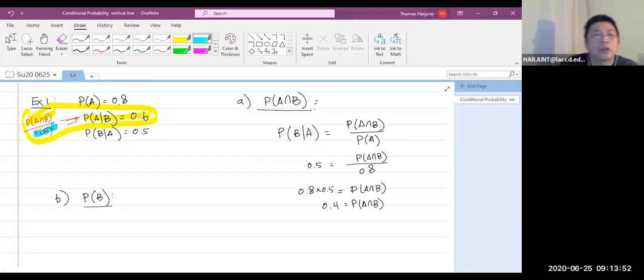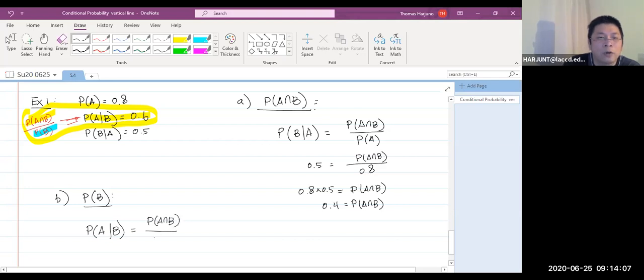Okay, can you try to work it out? So you write the formula first. Probability of A given B is equal to probability of A intersection B, which we already have from part A, over probability of B, which we are looking for. Okay, but we now know this guy and this guy, so we will be able to find probability of B. Okay, try to execute it.